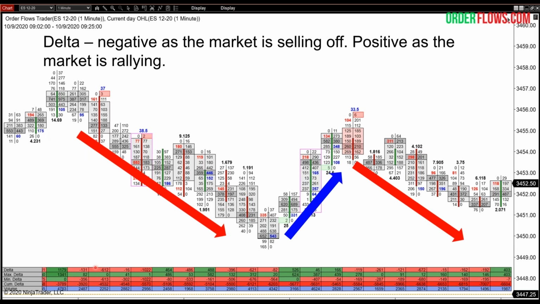Now, really simply, as the market is selling off, delta will be negative. As you can see here, the market sold off. It's mostly negative delta. As the market rallied here, you can see positive delta. As the market sold off, you're seeing negative delta. That's a crude, rudimentary way to use delta, but generally it's pretty accurate. There's nothing wrong with that.